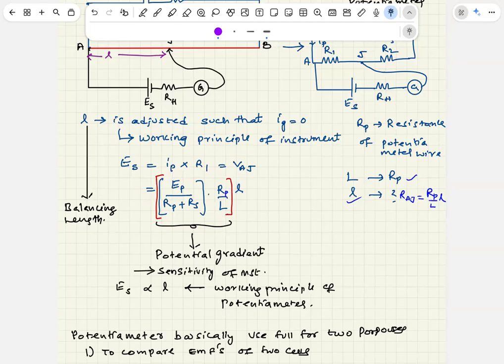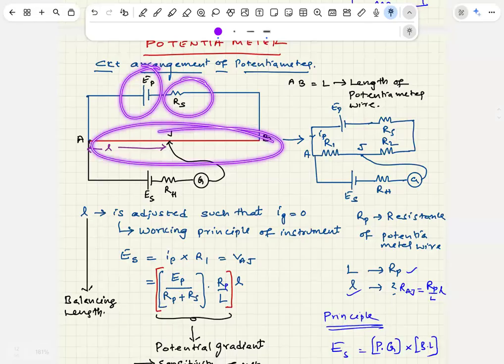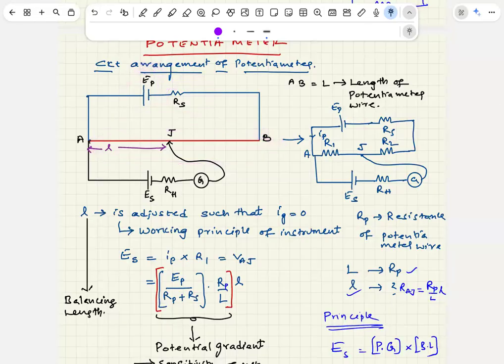So what is the working principle of potentiometer? E secondary is potential gradient times balancing length. Potential gradient remains constant so long as you don't change this. Yes or no? Boys and girls.